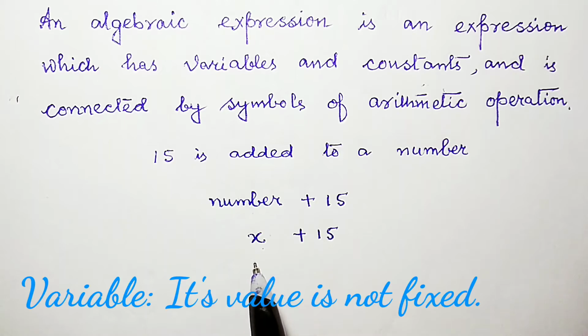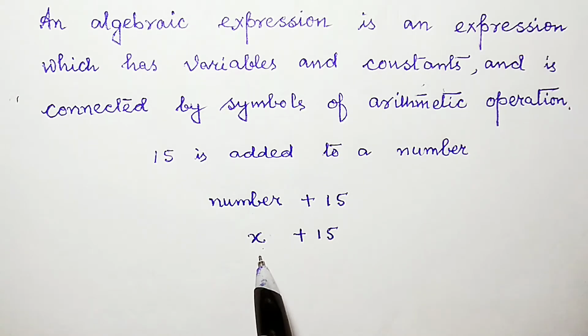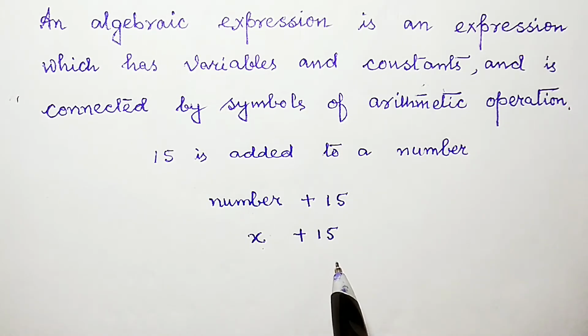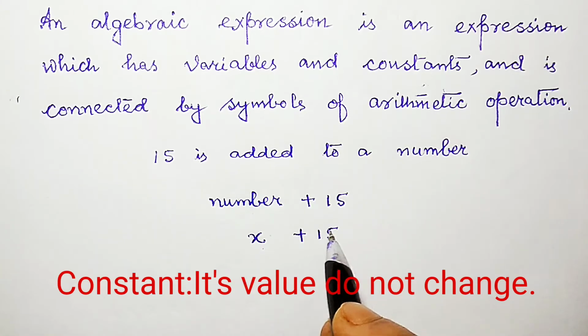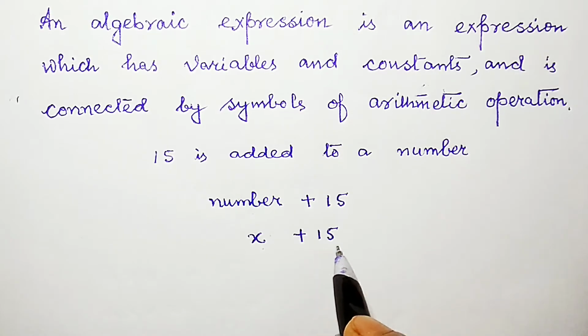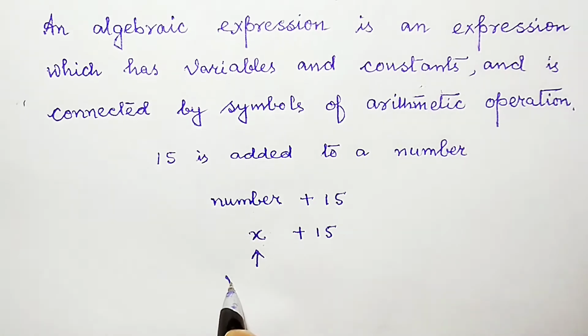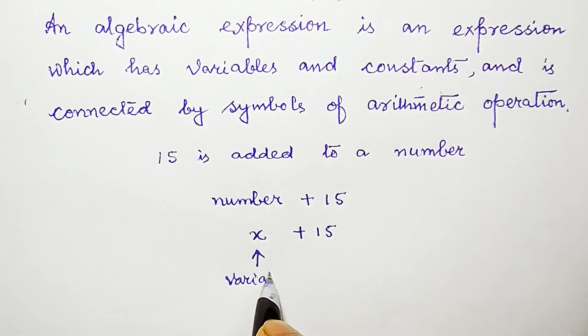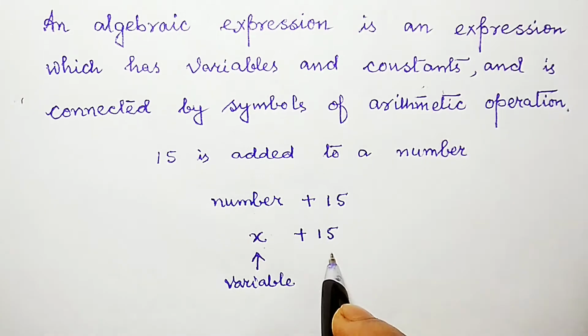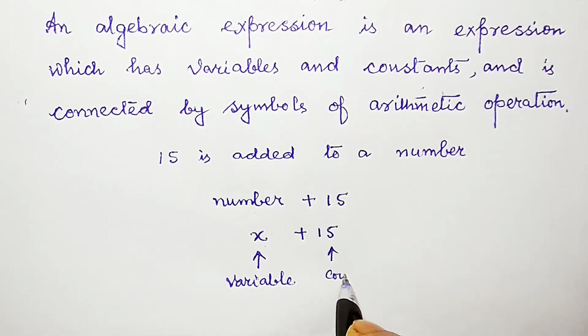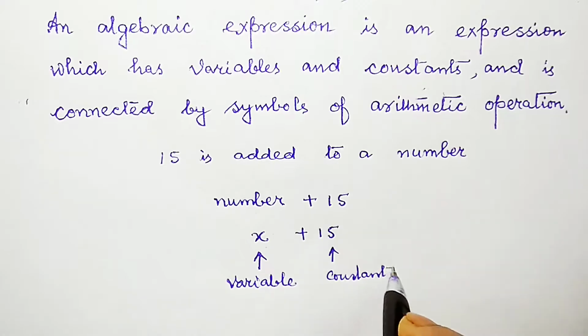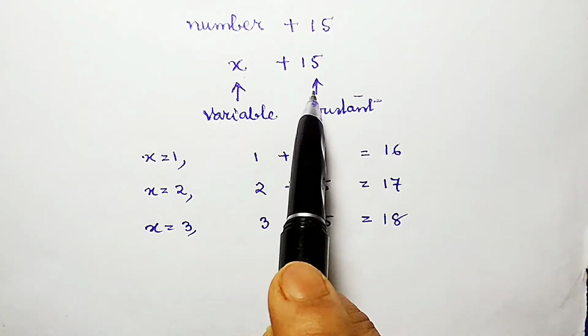The value of a variable is not fixed. So x can be 1, I can consider x equal to 2, x equal to 3, any value for x can be taken, but this 15 is fixed. That means 15 is a constant, because constants are fixed numerical values. Here this 15 cannot be changed. This x is the variable here, and this 15 is the constant. Here x is the variable and 15 is the constant.